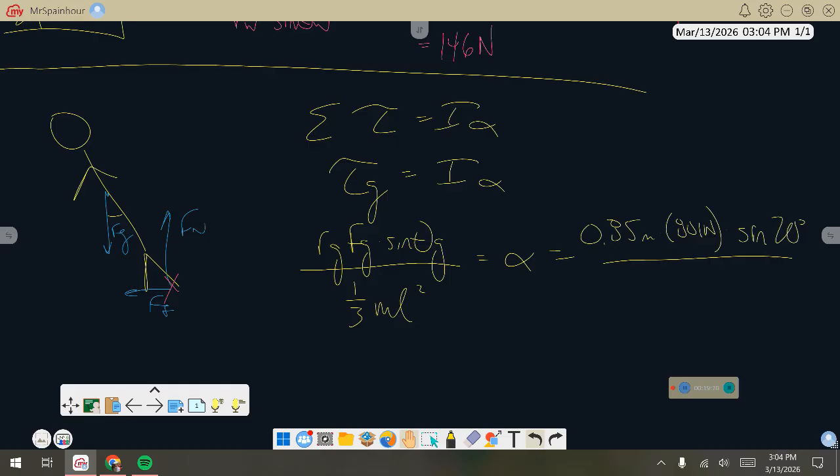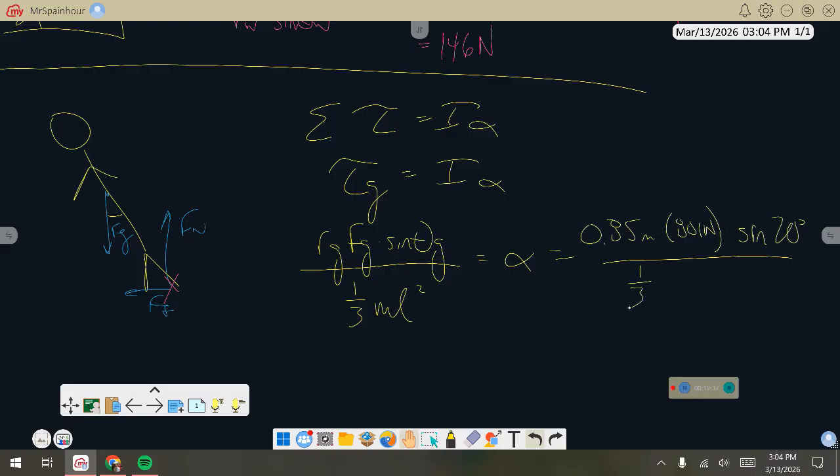It's going to get larger. It's going to get closer and closer to 90. So technically, what happens to torque and therefore angular acceleration as a person falls? It gets bigger and bigger as a person falls. So all that means is we can only calculate it at a particular moment.